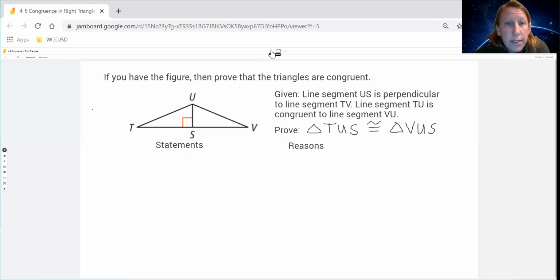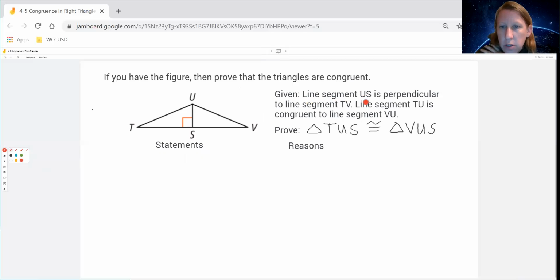Okay, this one is a little more fun. We've got some more stuff going on here. We have a figure, and we're trying to prove the triangles are congruent. Less is marked here. So first thing we can do is stare at it. We can also mark our given information. I'm going to change colors. I think I'll use red for the given information.